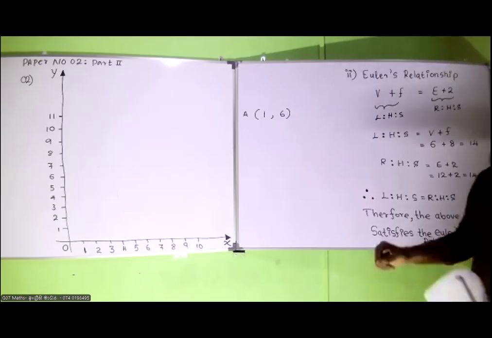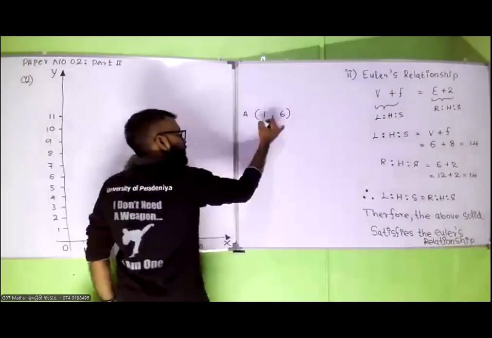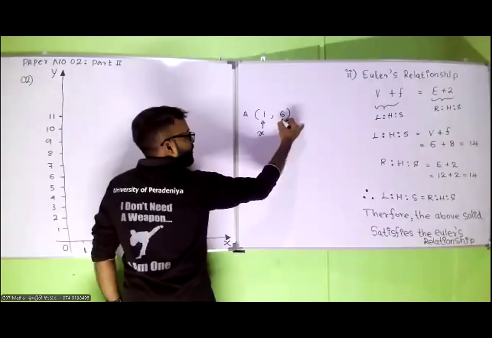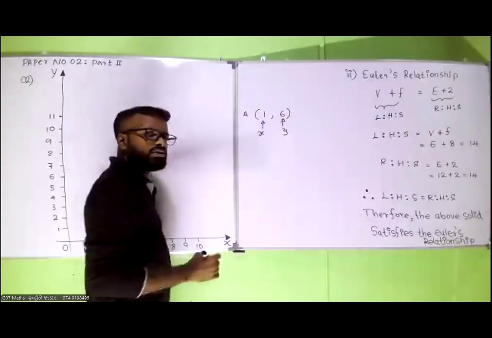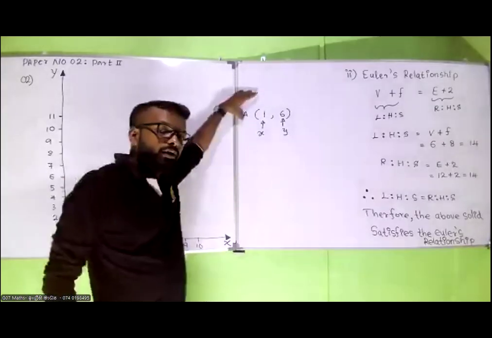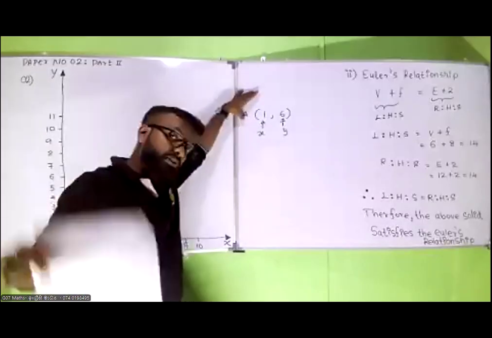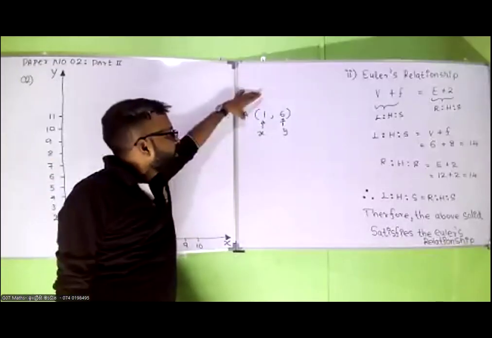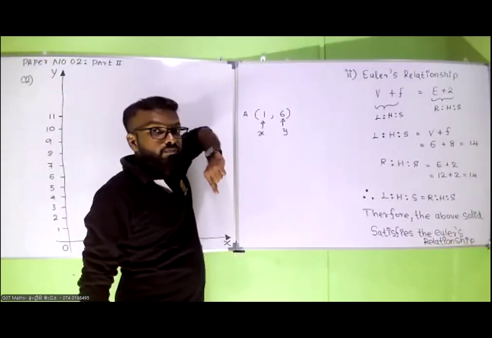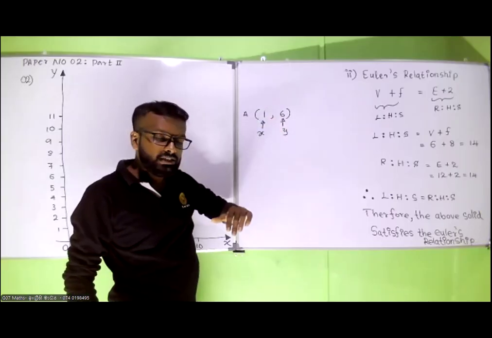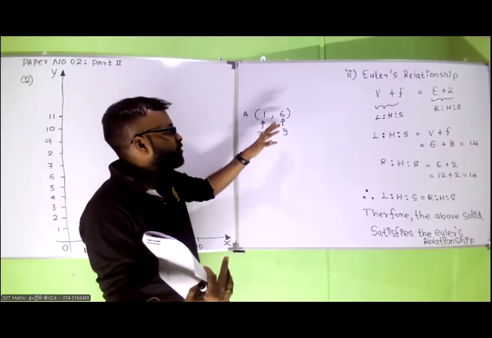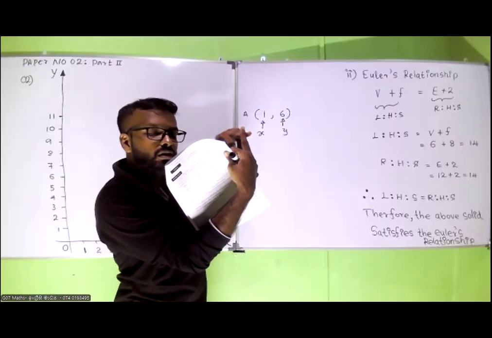So the x coordinate is 1. First of all you have the x coordinate, then you have the y coordinate. What is the meaning of this now? If you want to mark this point A on this Cartesian plane, first of all you should find 1 from the x-axis. Then you have to find 6 from the y-axis and extend those points until they cross each other.